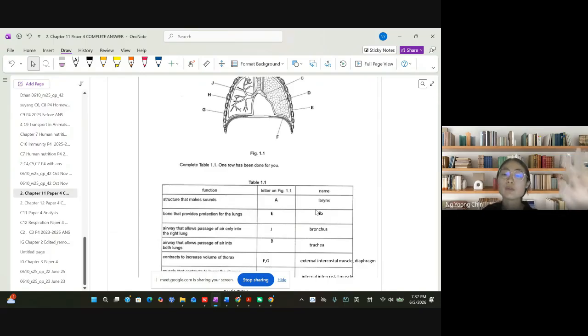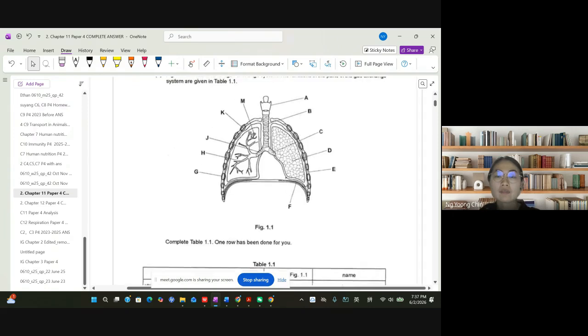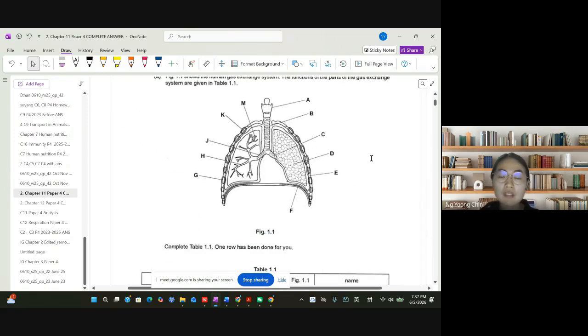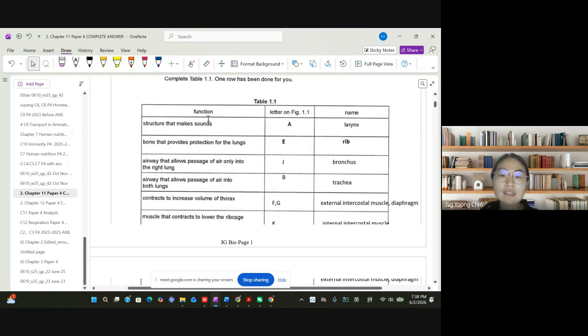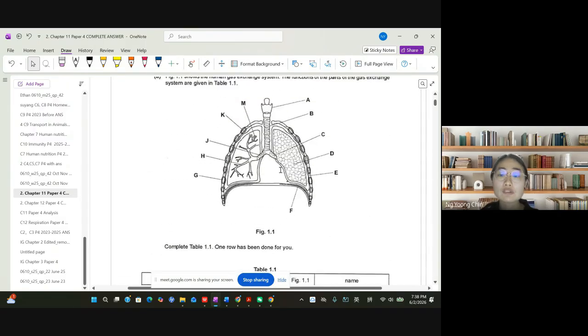So later I'll just show you some of the challenging questions in Paper 2. Okay, so this is Chapter 11, right? I think this is not as hard. You just need to recognize the structures, okay?